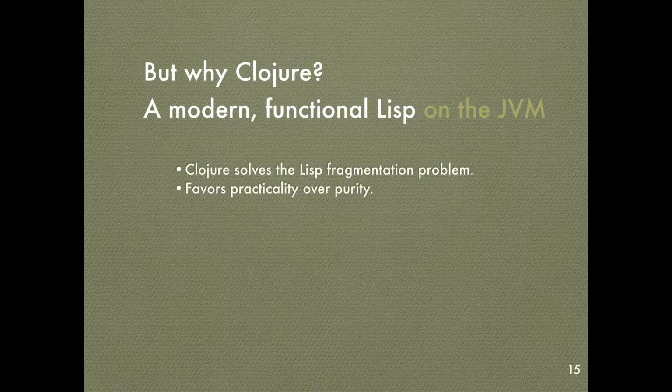Some of the history of Lisp is about academic languages that are really right and that you can prove things about in a formal way and so on. And those are great for doctoral theses, but they often are not great for actually getting a bunch of stuff done when you need to. And Clojure really explicitly favors practicality over purity.